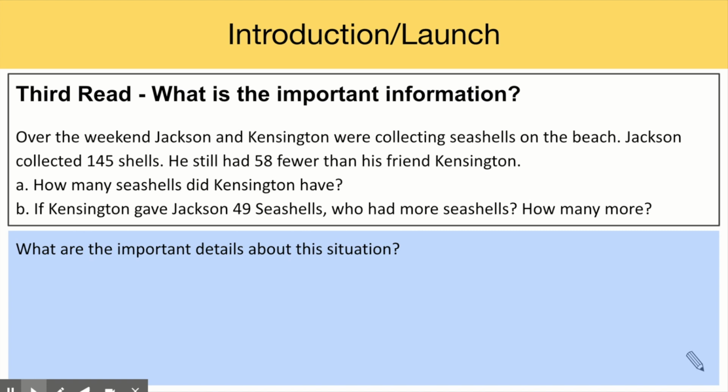Referring back to today's word problem, after the students have highlighted or underlined the important information, they can then begin to plan the strategy they will use to answer the question.